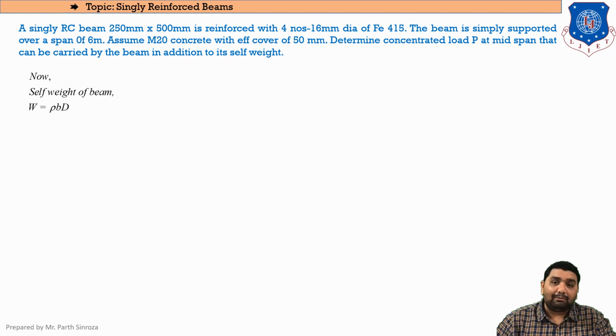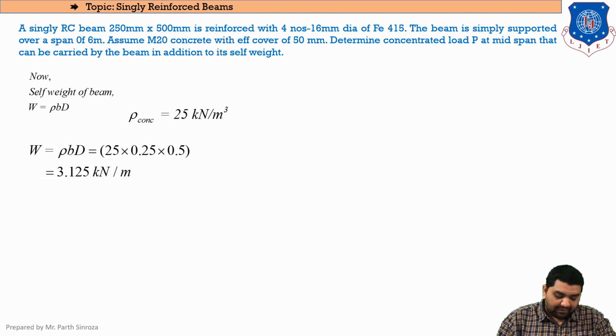Clear? So the w can be obtained from this case, that is rho BD. Here the density of concrete we have discussed in the first session itself, that the unit weight of RCC will always be 25 kN per meter cube. So rho here comes out to be 25, that is our density of concrete. 0.25 will be our width of section in meters, and D will be 0.5, that is 500 mm. So solving it, we get an answer of 3.125 kN per meter.